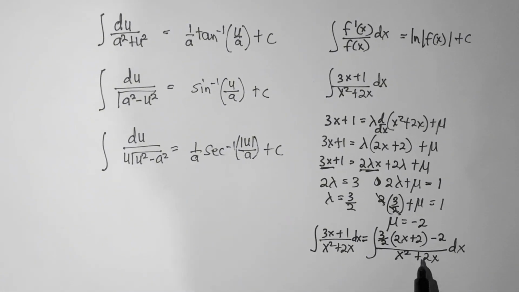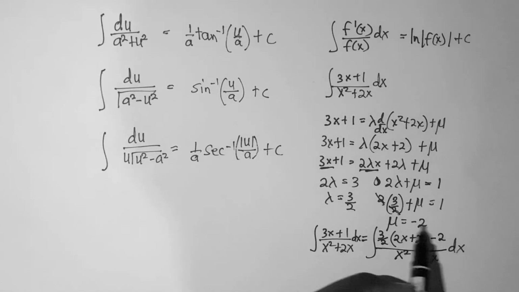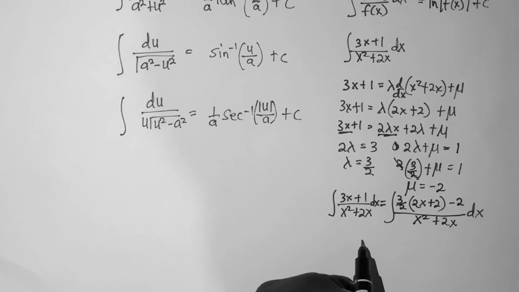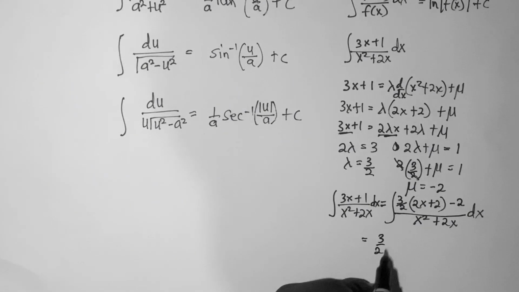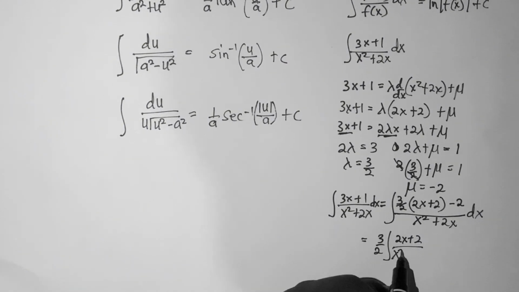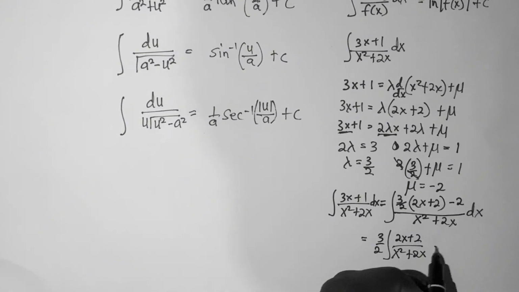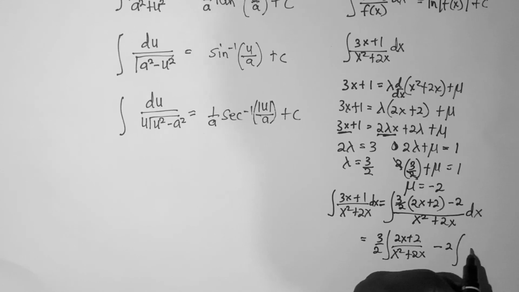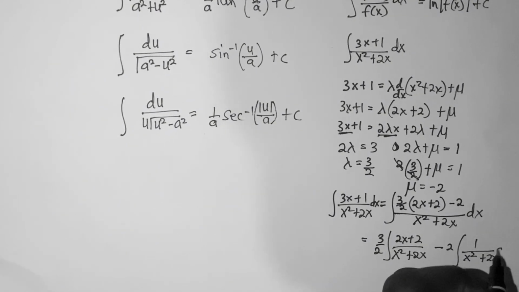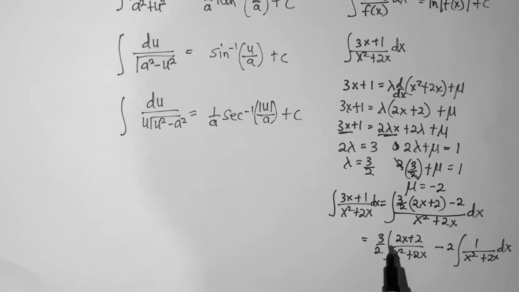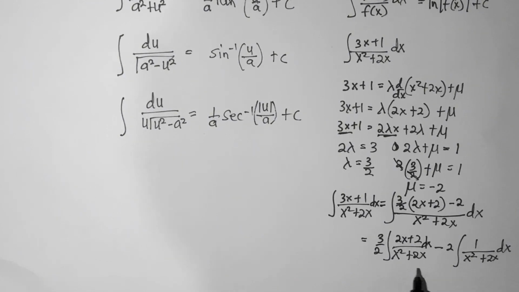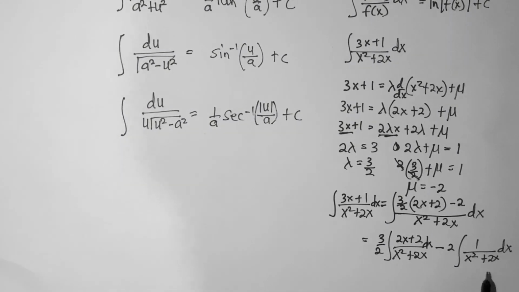So let's continue further. Having gotten this, we can break this integral into 2 by saying that this is equal to 3 over 2 times the integral of 2x plus 2 divided by x squared plus 2x, then minus 2 times the integral of 1 divided by x squared plus 2x dx. Sorry, there's a dx here. So this integral is now in a form that we can easily integrate.